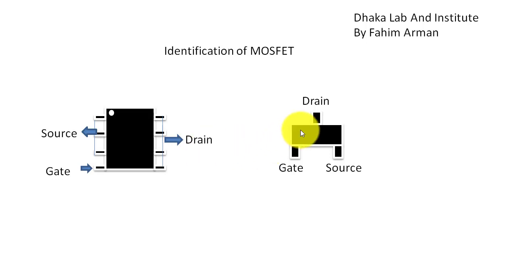So you will also see this type of MOSFET. For this type of MOSFET, you will see the first pin on the left side of the MOSFET is gate and the right side is source, and the middle upper pin is drain. So when you see a MOSFET, you will find that structure.